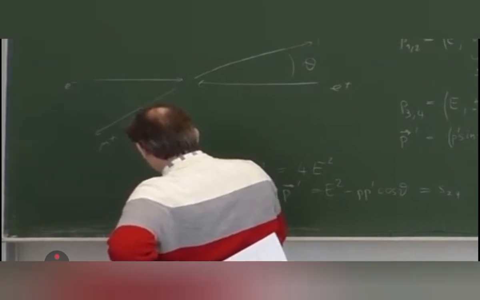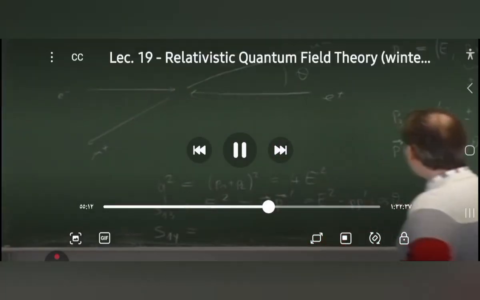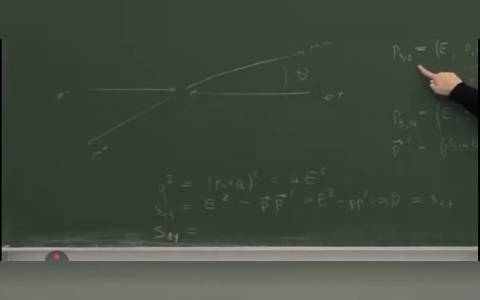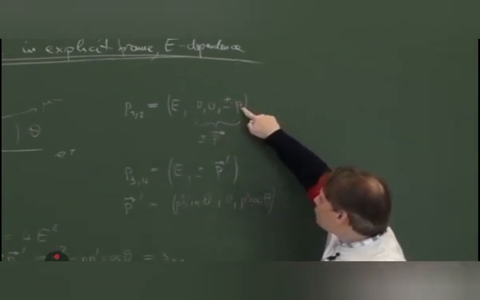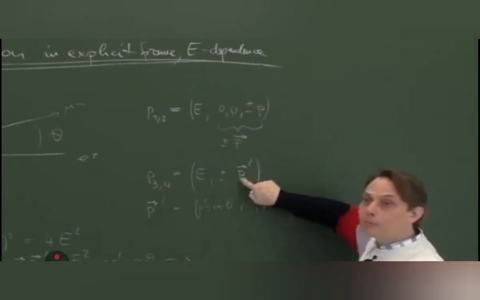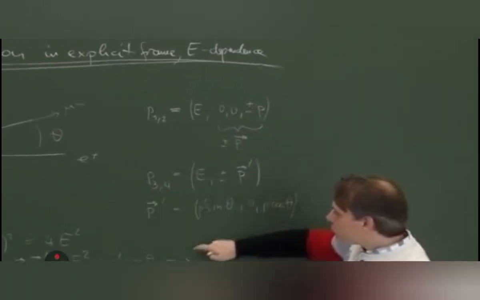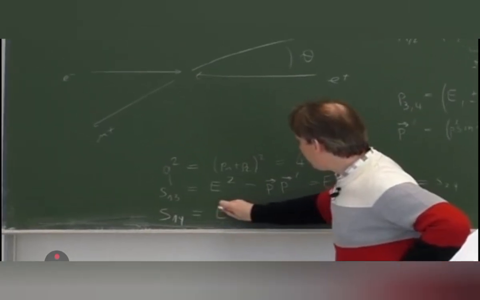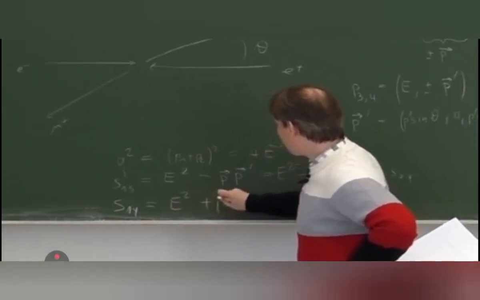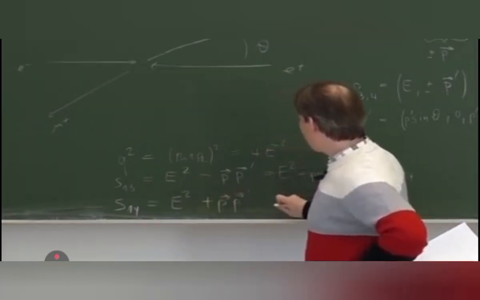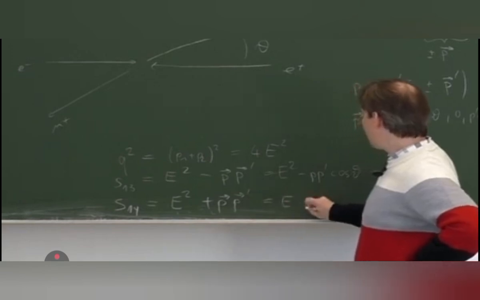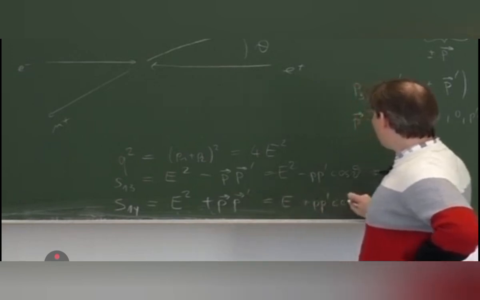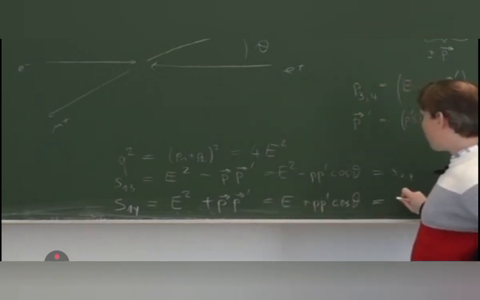Then S14 is not the same. S14 is P1 with plus P here, dot P4 with minus P there. So that means now the sign is changed and we get E square plus this P times P prime vector, or E square plus P prime cosine theta. And that is, however, the same as S23.